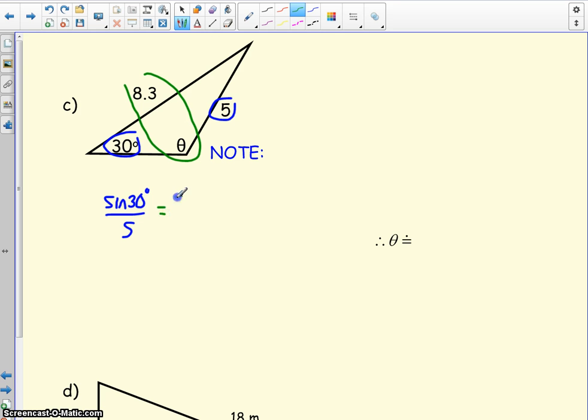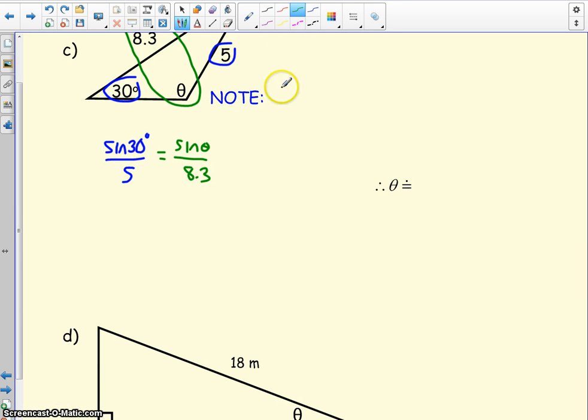So it's going to give me sine theta over 8.3. Okay, so I'm going to multiply both sides of the equation by 8.3. So I get 8.3 times the sine of 30 degrees all over 5. And that's going to give me sine theta. So if I want to get theta, remember, it's going to be the sine inverse of that entire thing.